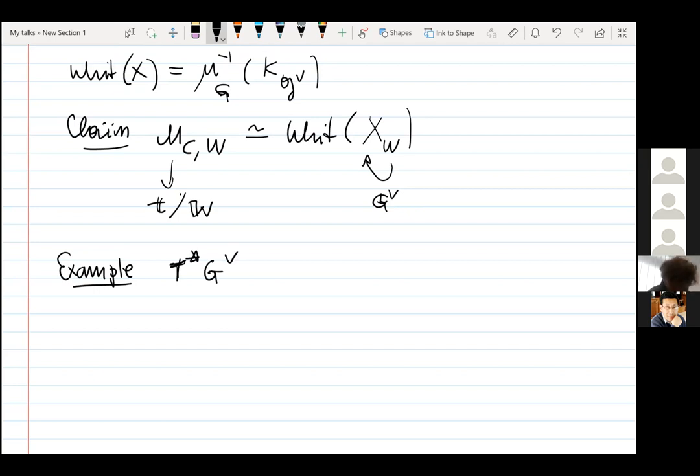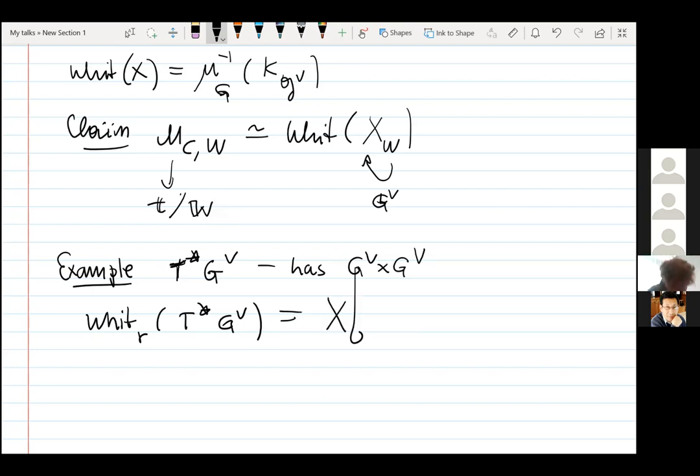Consider the cotangent bundle. It's obviously symplectic, and has an action of G check times G check. So now the game we can play is that we can do this Whittaker reduction on either side. Let's do it just on one side. Let's do the Whittaker reduction with respect to the right copy of G check. Now it still has an action of G check on the left. And so the claim is this is equal to this X zero. Zero means W equals zero. This is also sometimes called the twisted cotangent bundle.